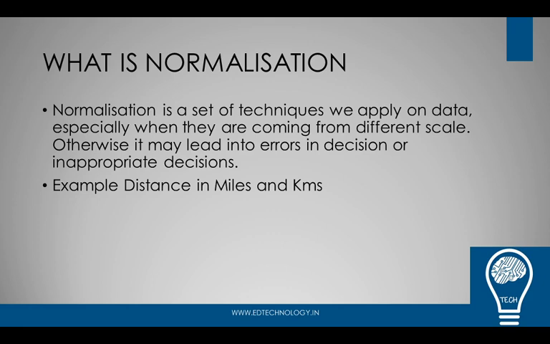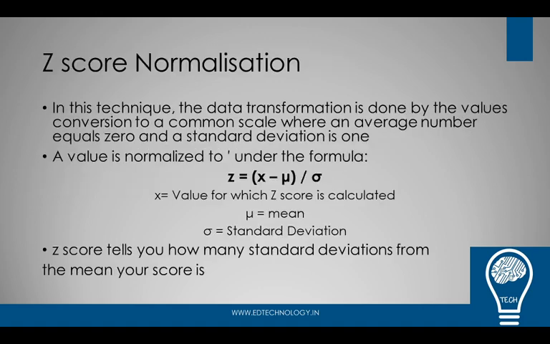In the earlier video we saw min-max normalization, which is one of the popular techniques of normalization, and in today's video we are going to talk about z-score normalization or zero score normalization. In this technique the data transformation is done by converting the values to a common scale, where the average equals 0 and the standard deviation is 1. So how do we normalize a value? That is what I'm going to explain here.